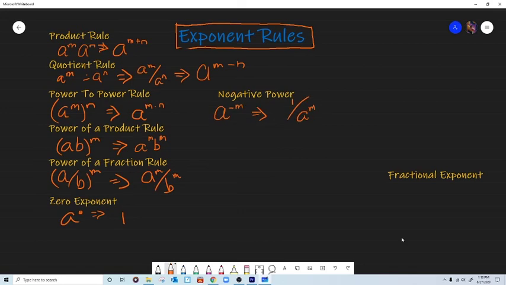When you have a number raised to a negative power, it can be reciprocated and put the exponent in the denominator to make it a positive exponent. The same is true if you have a number in the denominator with a negative exponent, you can move it to the numerator's position to make it a positive exponent. Next up, fractional exponents.